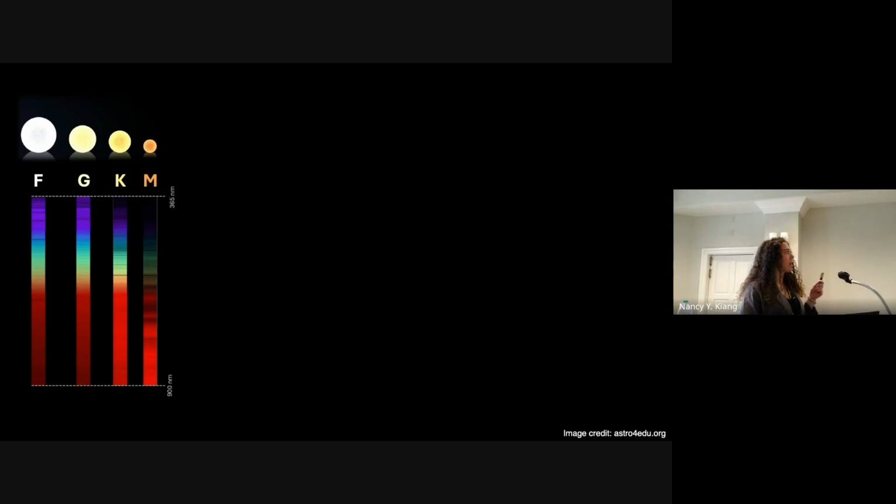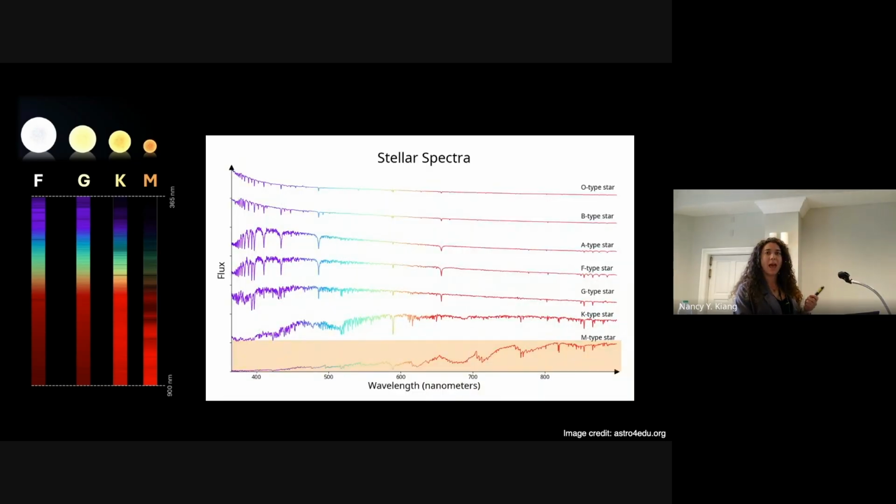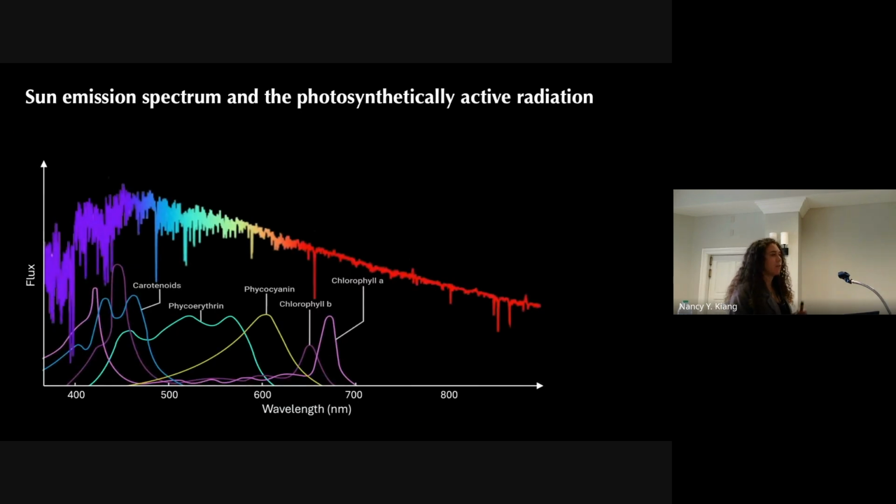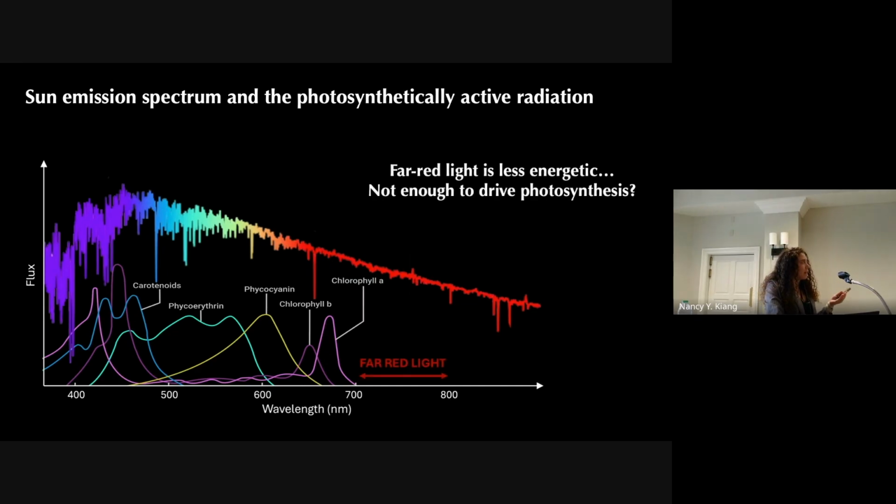M-dwarf stars are much fainter than other stars, and they emit very poor visible light and mainly emit far-red light, contrary to the sun, which is a type of star which emits a lot of visible light. And indeed, on Earth, photosynthesis evolved a series of pigments that specifically harvest these wavelengths up to 700 nanometers, while far-red light, being less energetic, is poorly absorbed by oxygen phototrophs in order to drive this metabolism.